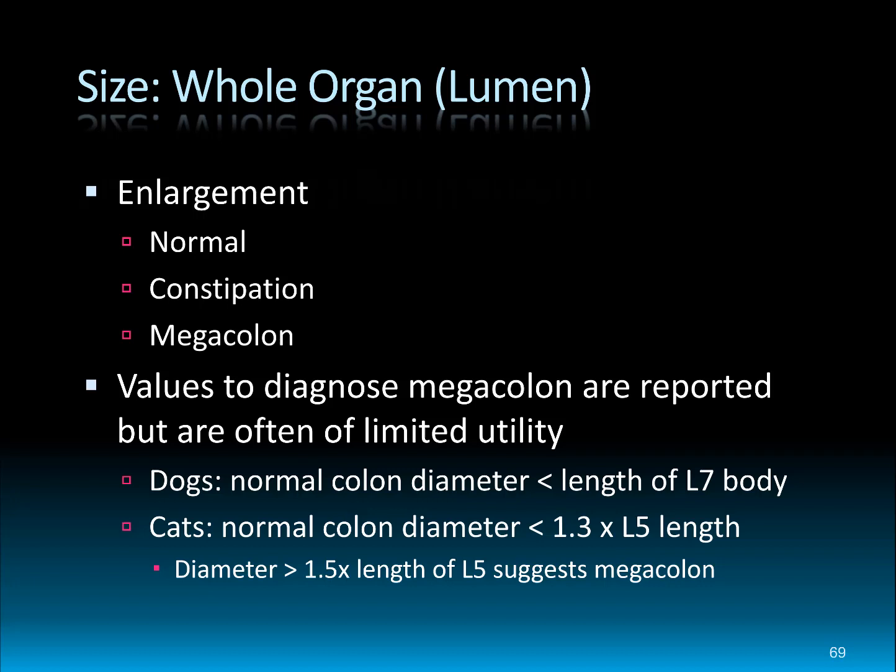In a dog, you want to look at the colon diameter, and that should normally, from serosa to serosa, be less than the length of the L7 vertebral body. In a cat, look at the colonic diameter, and it should be less than 1.3 times the length of L5. If it's greater than 1.5 times that length, it suggests a true megacolon, obviously leaving us with a little bit of gray zone in between there.